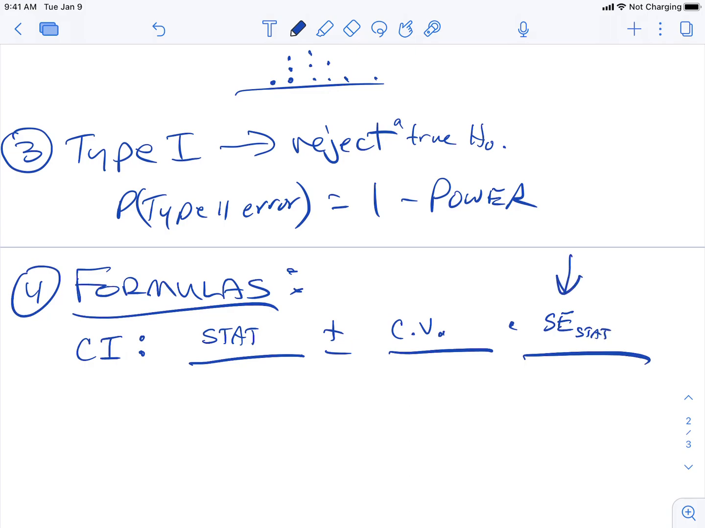Now, the standard error formulas are also on your formula sheet. So you can look up the standard error formula for any statistic that you're dealing with. And so you just have to realize that. You can look those up.